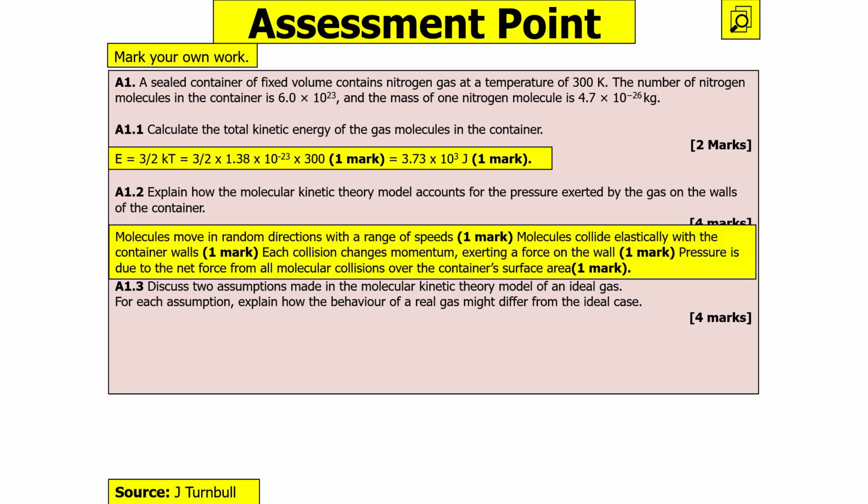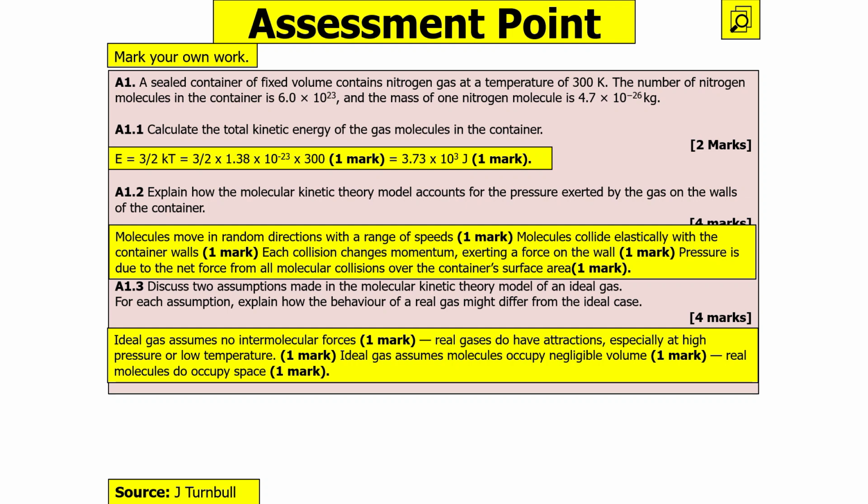Now, molecules will move in random directions with a range of speeds. So the molecules collide elastically with the container walls. So each collision will change momentum as they change in direction, so it exerts a force on the wall. The pressure is then due to the net force from all the molecular collisions over the container surface area.